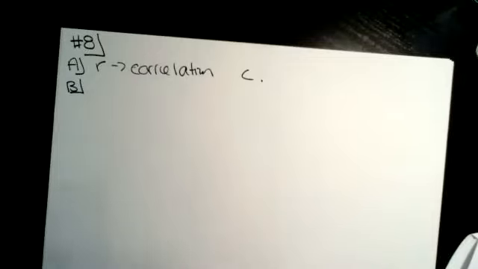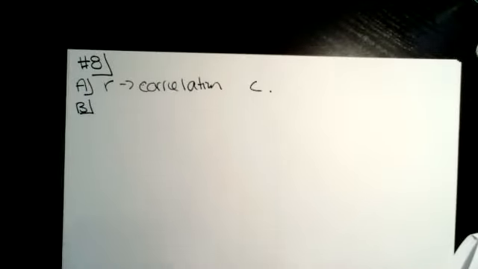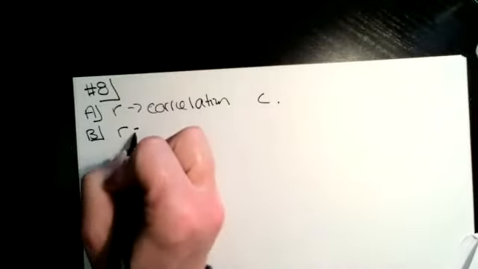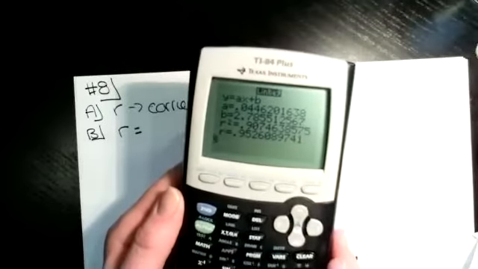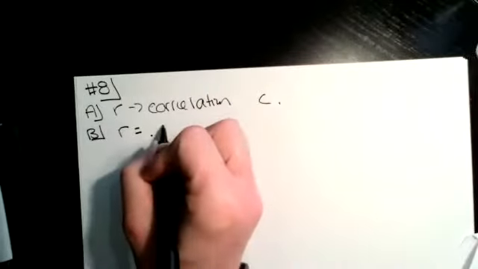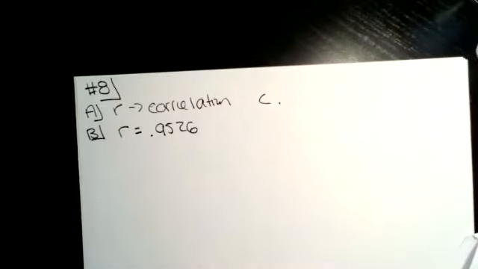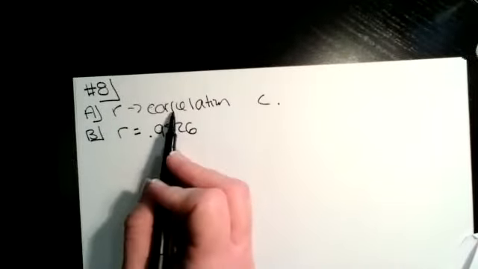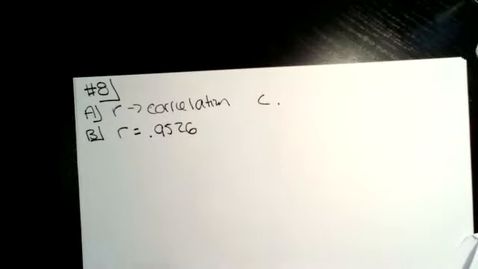All right, so let's see what B is asking for. What is the correlation value? So B is asking for my value of R. So I'm going to look, R is equal to 0.9526. I just have to write it down. I already know what the meaning of it is. We just talked about it up here in part A. Okay, let's move on to part C then.